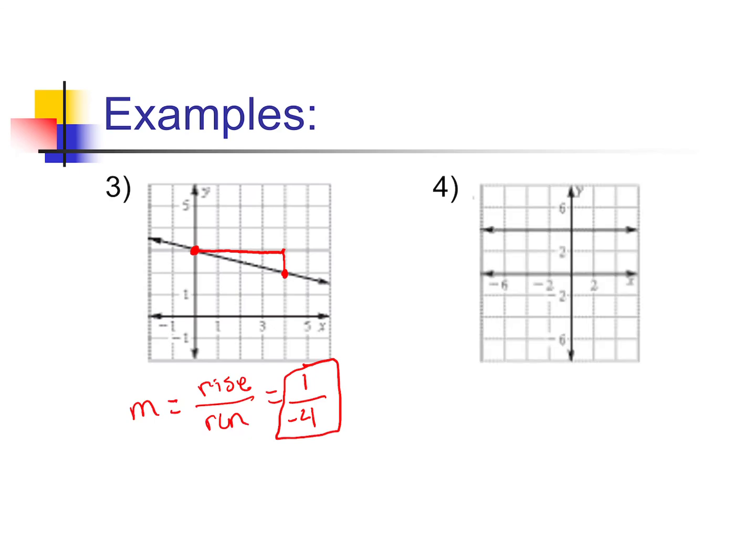And our last example that we're doing today is we have a line, it's horizontal, straight across, from the classifying that I gave you. A line that goes straight across has a slope of 0.